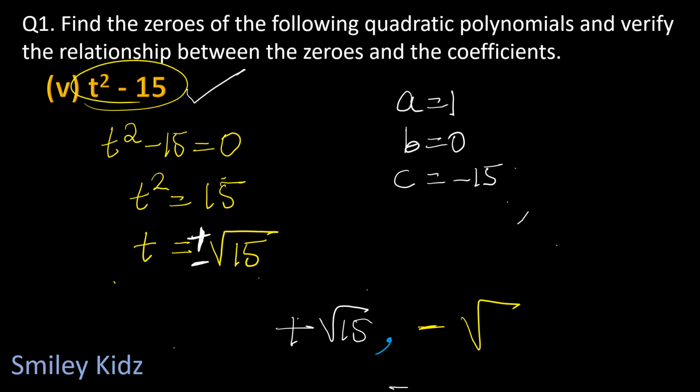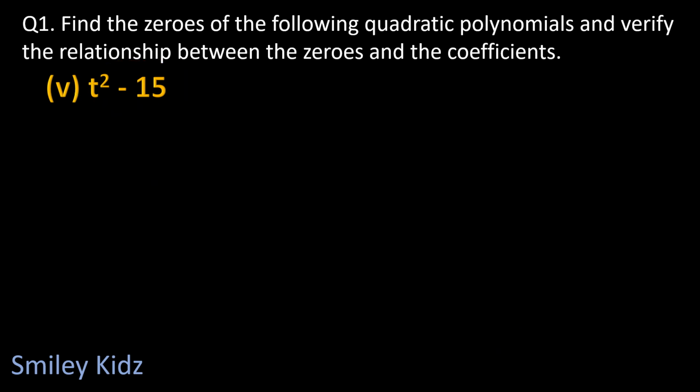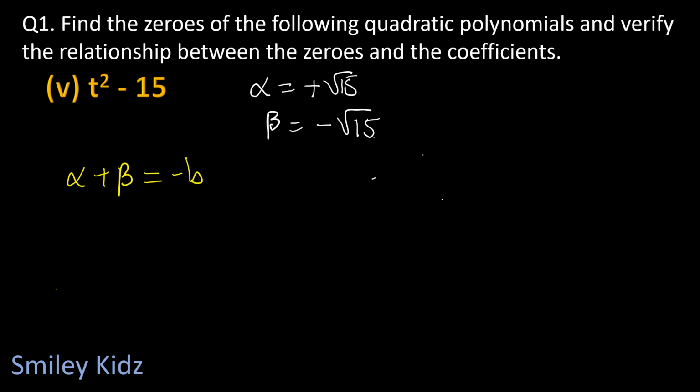So what are the zeros of this particular quadratic polynomial? Plus root 15 and minus root 15. So alpha is plus root 15 and beta is minus root 15. Now, we know that alpha plus beta is equal to minus b by a. And what is the value of a? It is 1, b is 0 and c is minus 15.